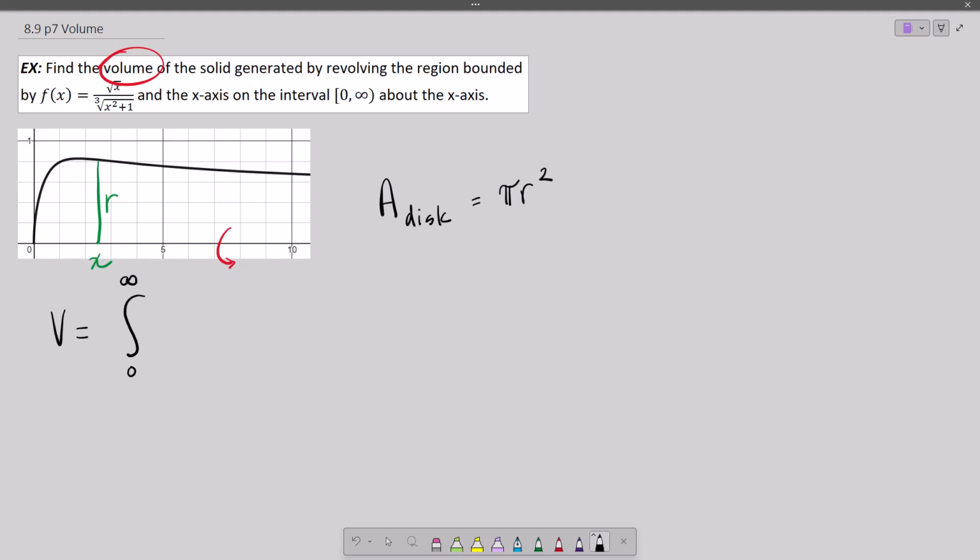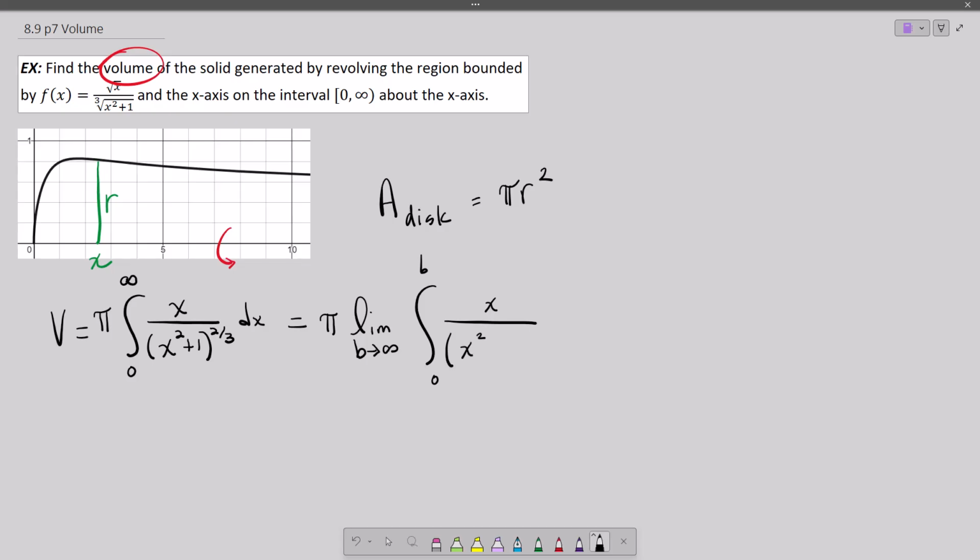With the pi r squared, we're just squaring the function. And we have to put a pi out there, so we'll put the pi in front. Squaring this, when we square the numerator, we get just x. In the denominator, we have x squared plus 1 to the 2/3 when we square it. So that's what you should have gotten for your setup. You're just squaring the function. And we are going to turn this into a limit as b goes to infinity, from 0 to b.